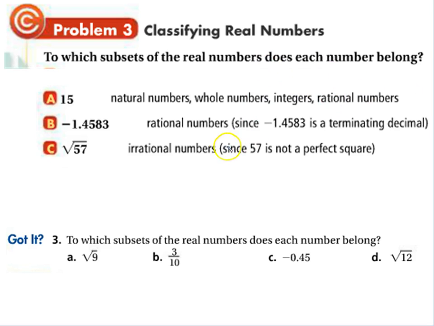So one of the things you have to be able to do is to classify numbers. Notice a number could be in more than one category. The number 15 is natural, whole, and integer, and it's rational. So if I see a number, I have to remember all of the possible categories. Then I have this number, that's an ending decimal. The square root of 57 is an irrational number. Go ahead and figure out what those ones are, and you can check the answers in class.